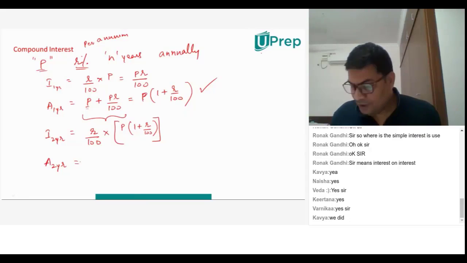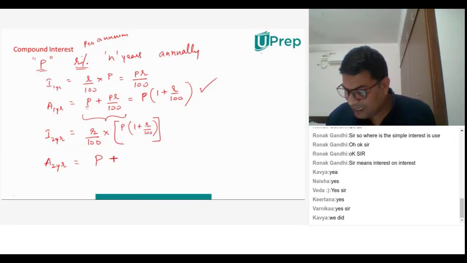Amount will be the principal amount P plus R upon 100 into P into 1 plus R upon 100. Very good. This entire thing. What is this entire thing? The interest for the second year. Amount of first year plus amount of second year.